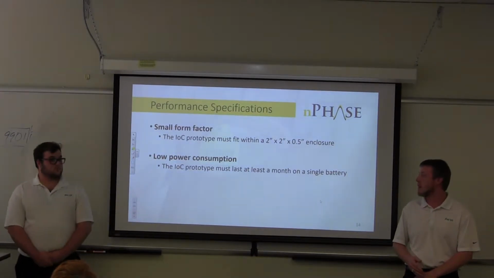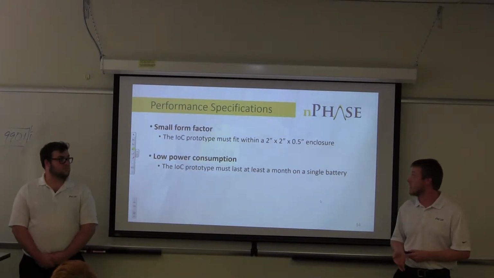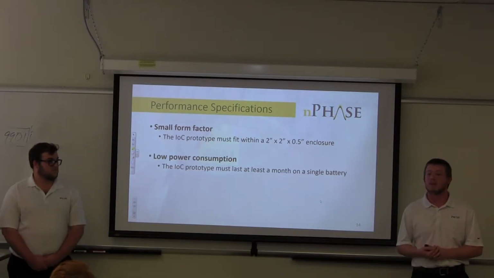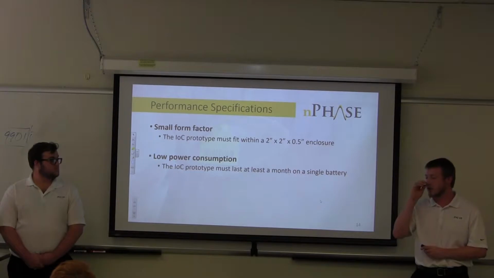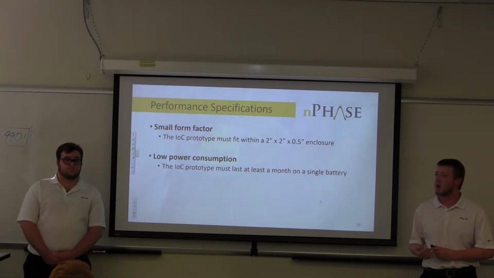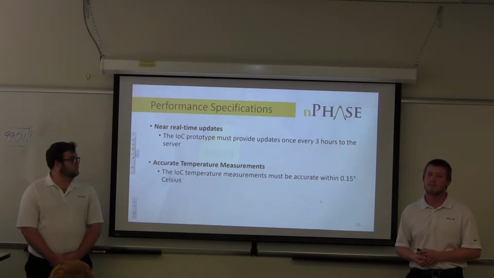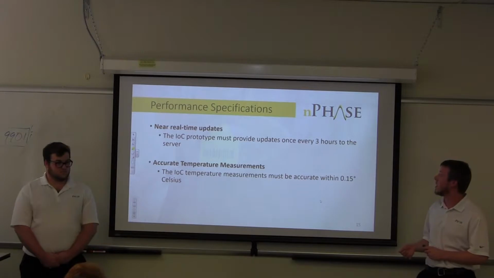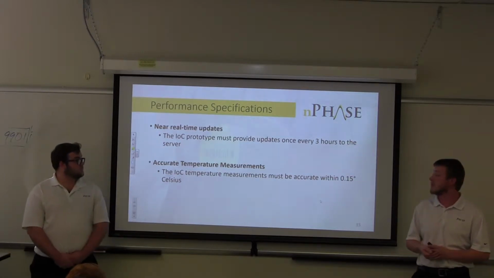So all the functional requirements have, of course, a performance specification. And the first one of those is the small form factor. Our enclosure must be able to fit within a 2x2 by 0.5 inch enclosure. Next we have our power consumption. We must be able to operate at least 1 month without swapping the power supplies. Next we have real-time updates. The prototype must be able to communicate and provide updates once every 3 hours to the server.